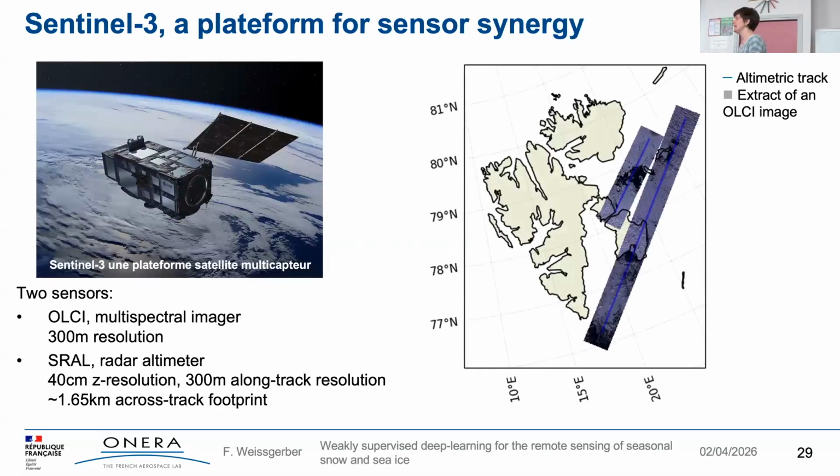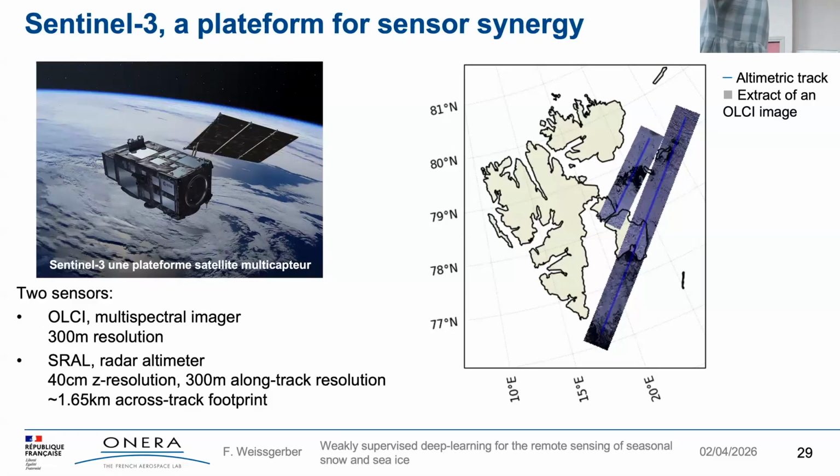Okay. And in this presentation, I will focus on Sentinel-3, which is a platform that has multiple sensors, and that's why it's really interesting. So the two main sensors are OLCI, which is a multispectral imager. So it's making this image that is really just an extract of the image. The OLCI images are very, very large. And there is also SRAL, that is the radar altimeter.